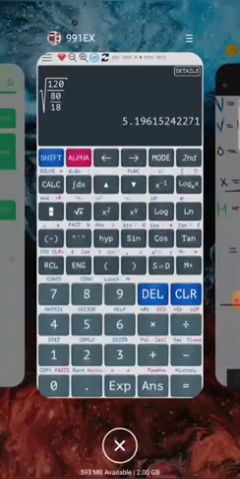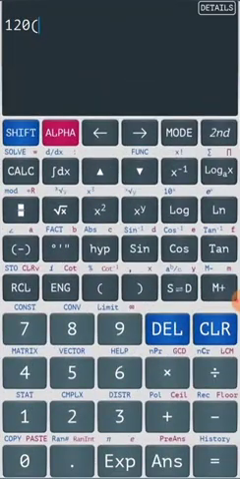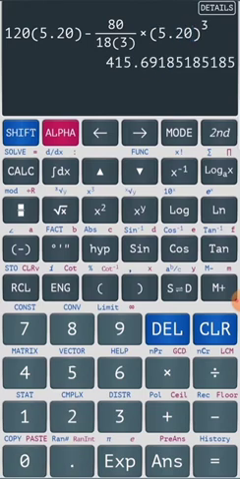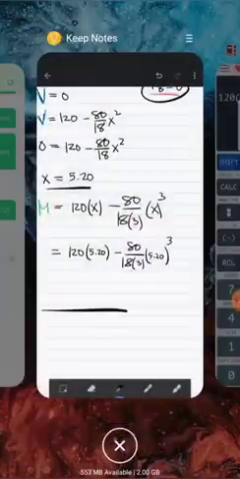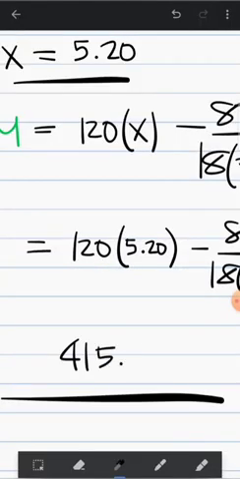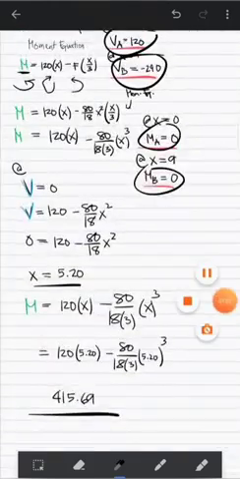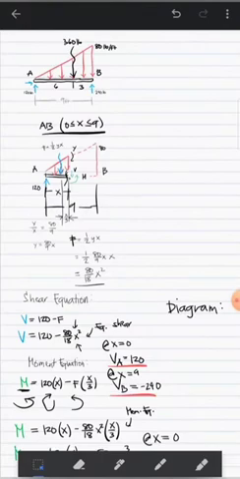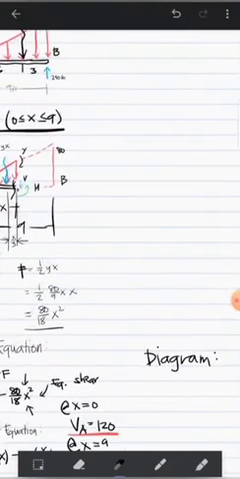If we do that, 120 times 5.20 minus 80 over 18 times 3, then cube, 5.20. Our max moment, bending moment is 415.69. So now, ang ato nang buhaton is i-draw na nato ang shear and moment diagram. This is it. So, mamani ang original, di ba? Kaana.